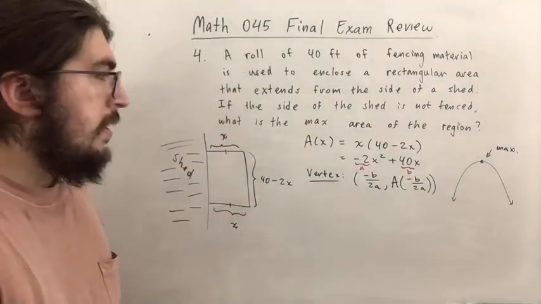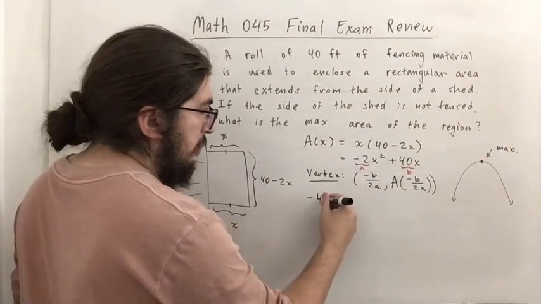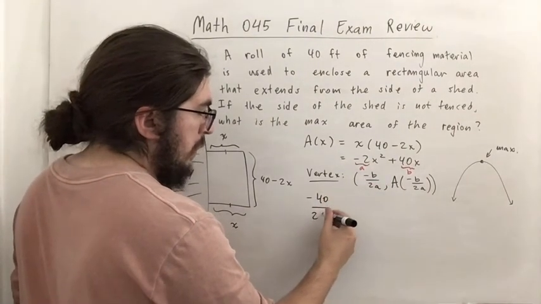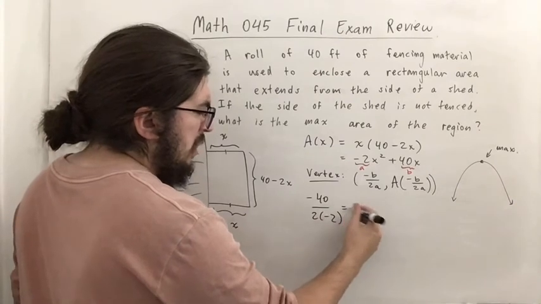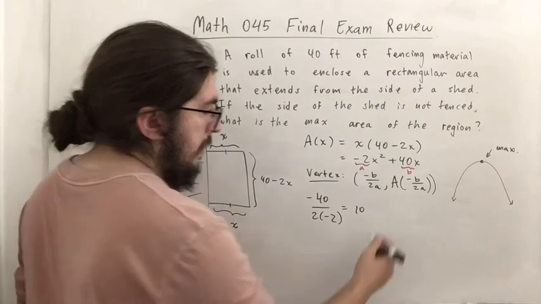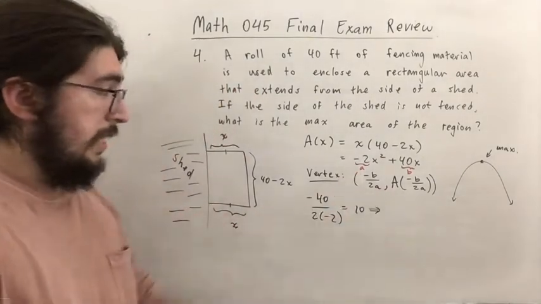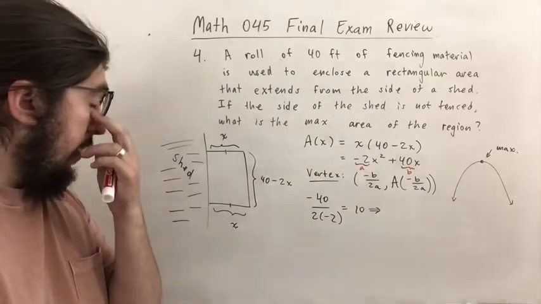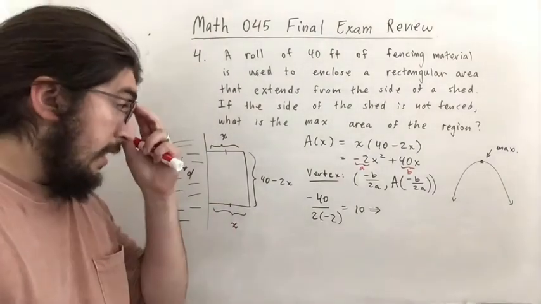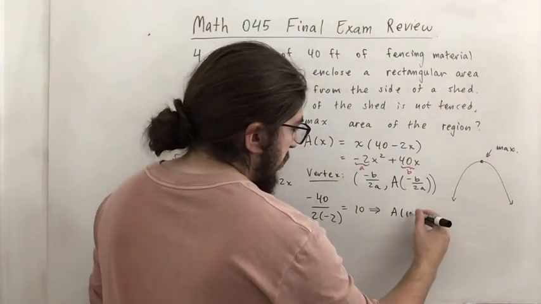Good. So let's calculate h, negative b over 2a. That's going to be negative 40 over 2 times a, which is negative 2. So it's a double negative. That's going to be 40 over 4, so that's just 10 actually. Great. So that's 10. So that means x is 10. The x value is 10. So that'll correspond to the largest area. Now the largest area is A of 10. So what is A of 10?